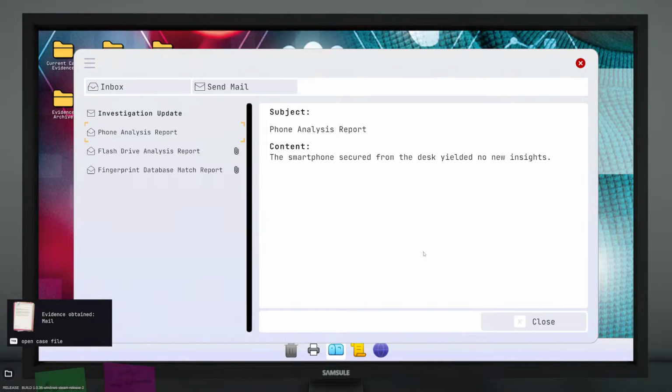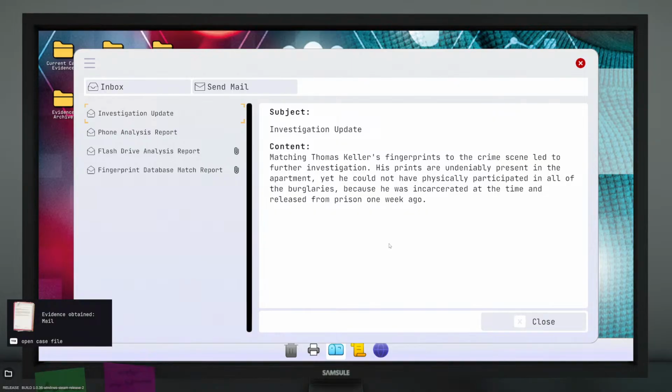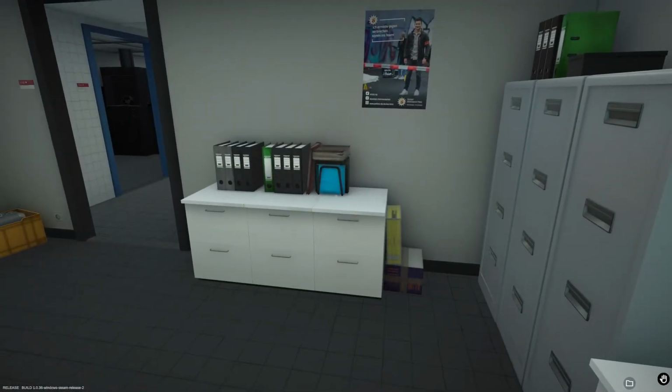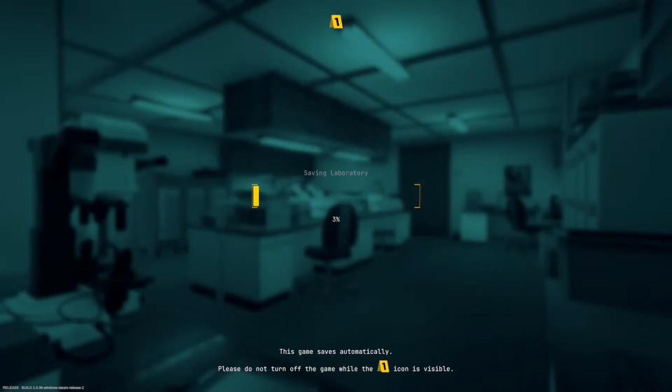Phone analysis. The smartphone secured from the desk yielded no new insights. Investigation update. Matching Thomas Keller's fingerprints to the crime scene led to further investigation. His prints are undeniably present in the apartment, yet he could not have physically participated in all of the burglaries because he was incarcerated at the time and released from prison 1 week ago. Okay. Let's go back to the crime scene.